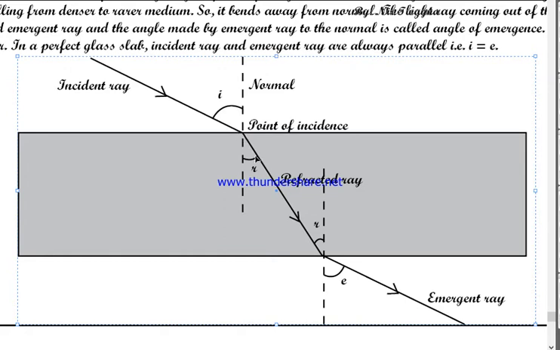Now after refraction the light ray is known as the refracted ray. That refracted ray encounters the surface once again, because at this surface it has to come from the glass slab out to air. So the point on the surface at which this refracted ray strikes is the second point of incidence, or you can also say point of emergence.